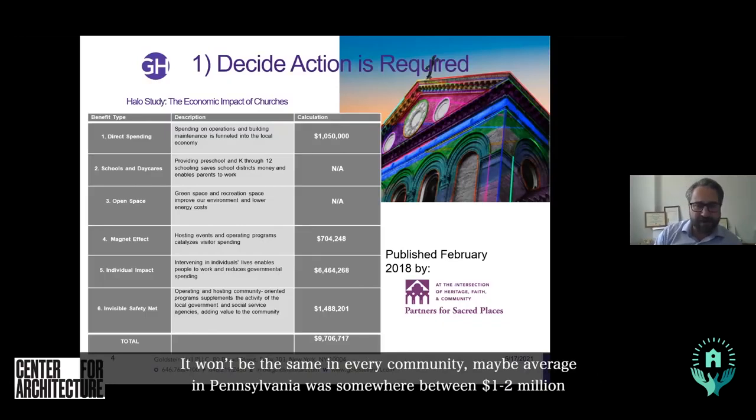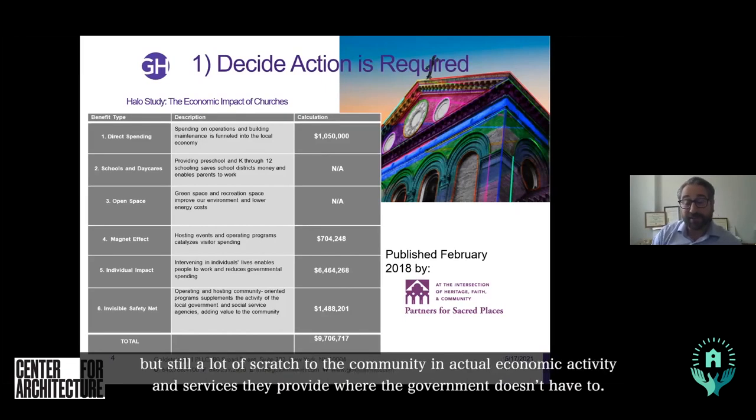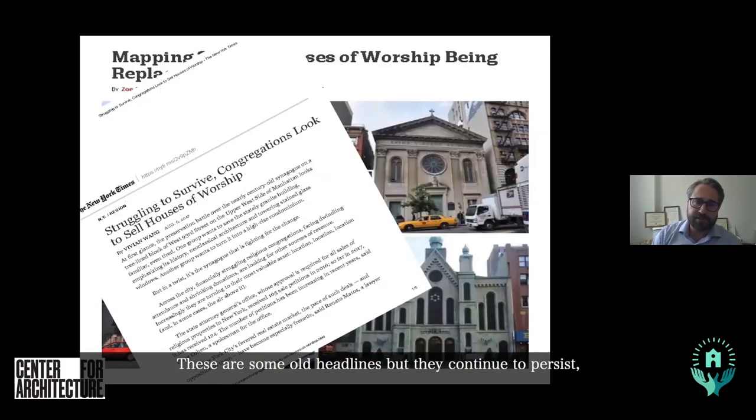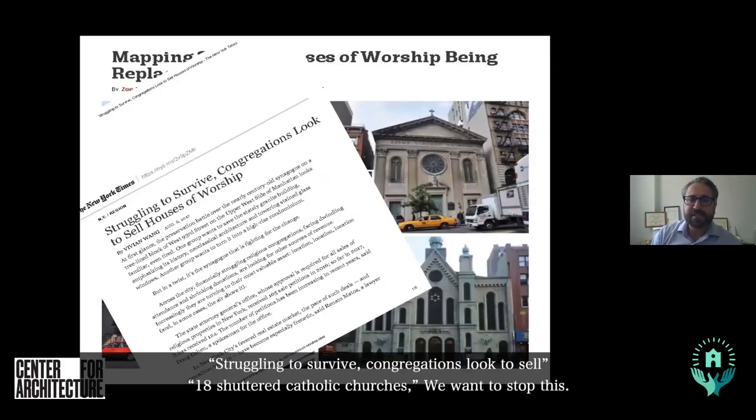Won't be the same in every community. I think the average in Pennsylvania was somewhere between 1 and 2 million. That's still a lot of scratch to the community in actual economic activity and services they provide where the government doesn't have to. But at the same time, these great resources doing these great things for the communities, we can see many houses of worship are being lost, right? And these are some old headlines, but they continue to persist.